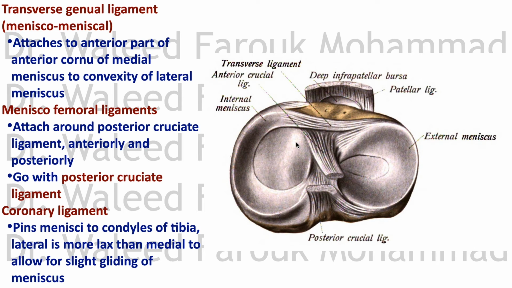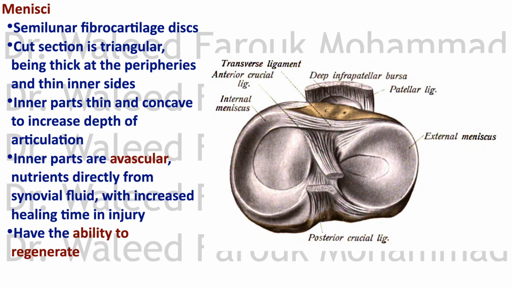The coronary ligament is an extension from the capsule on the edges that connects the menisci to the tibial condyles. It's more lax on the lateral side because the lateral meniscus is slightly more mobile than the medial meniscus, because of the action of locking and unlocking of the knee. So the lateral coronary ligament is more lax than the medial coronary ligament. And now we're done with the ligaments.